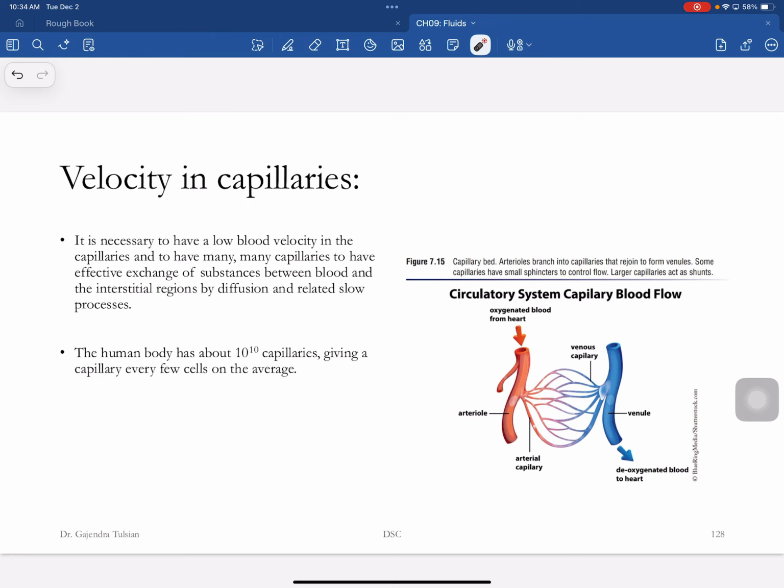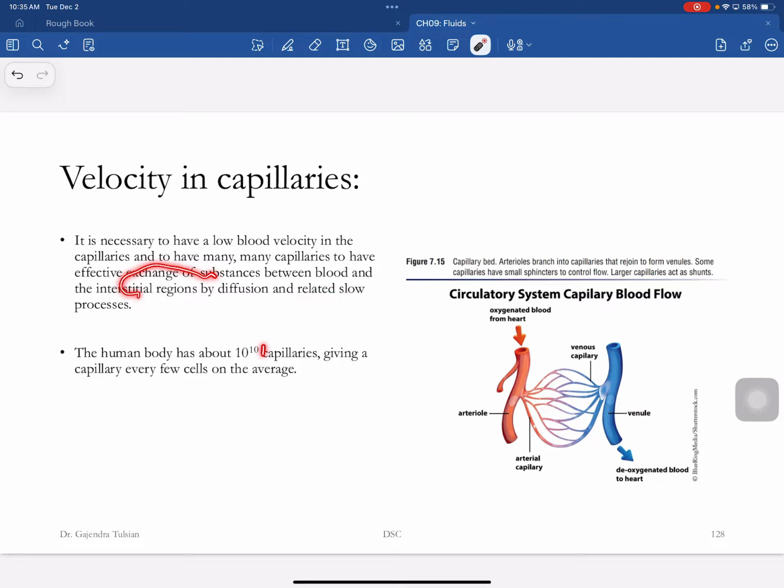We'll stop at this slide. The human body has 10 billion capillaries. It's necessary to have a low blood velocity in the capillaries and to have many capillaries to have effective exchange of substances between blood and the interstitial region by diffusion and related slow processes.